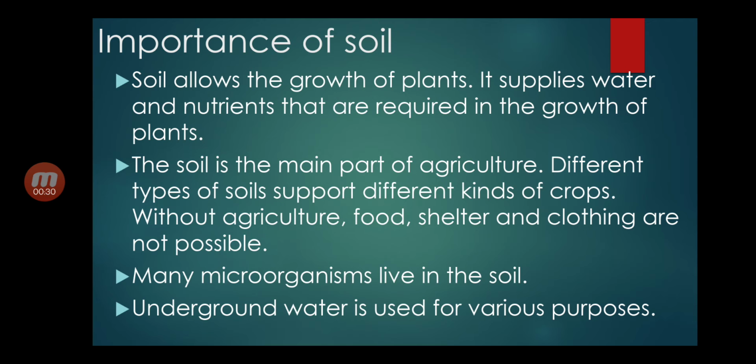The soil is the main part of agriculture. Different types of soils support different kinds of crops. Without agriculture, food, shelter and clothing are not possible. Many microorganisms live in the soil. Underground water is used for various purposes.